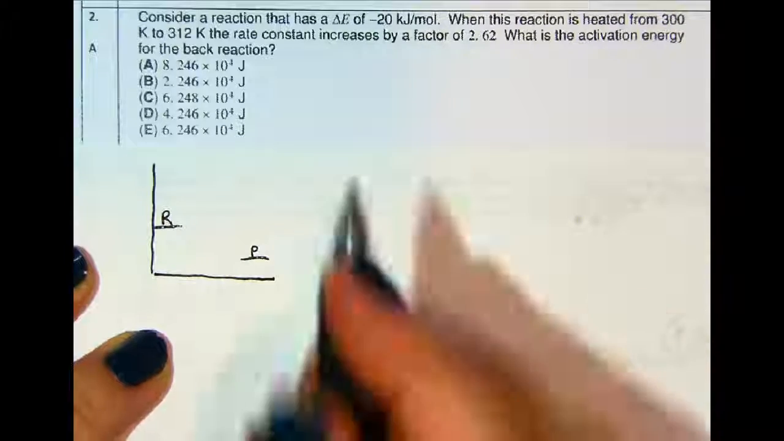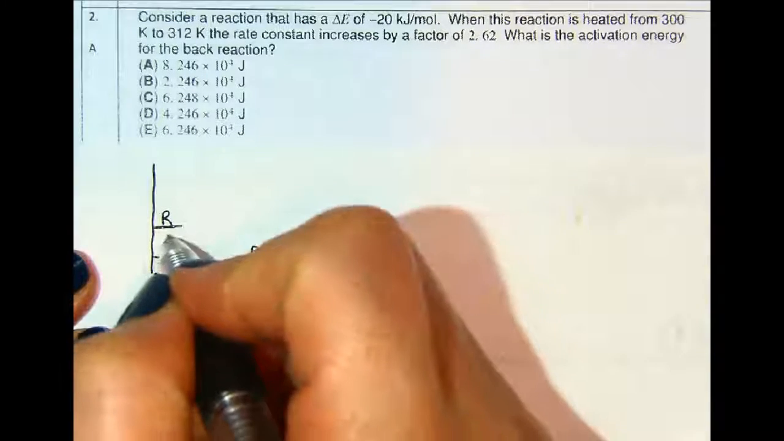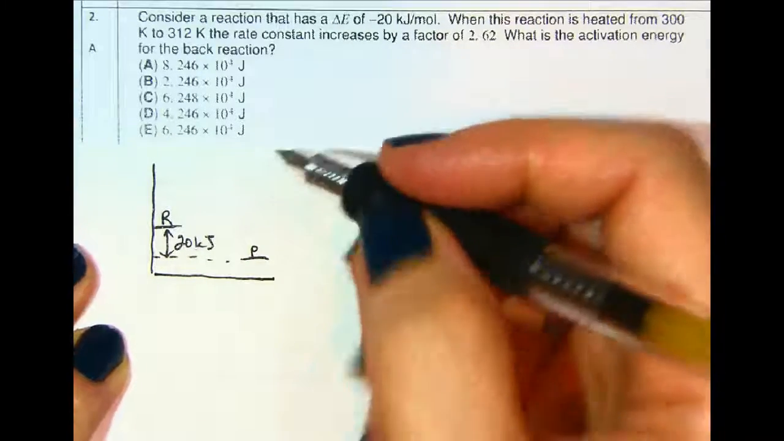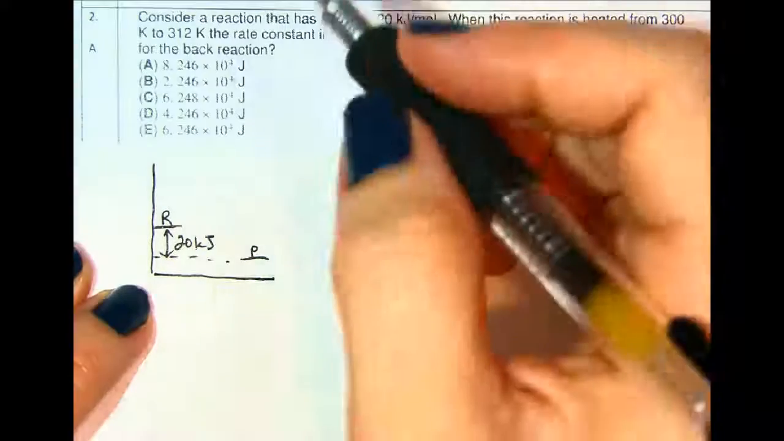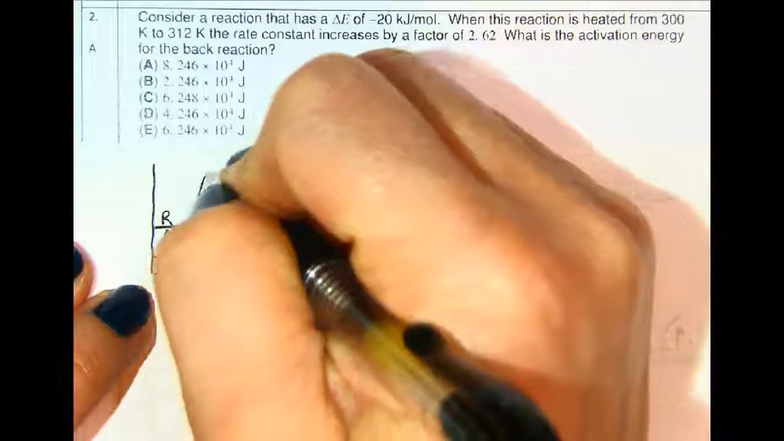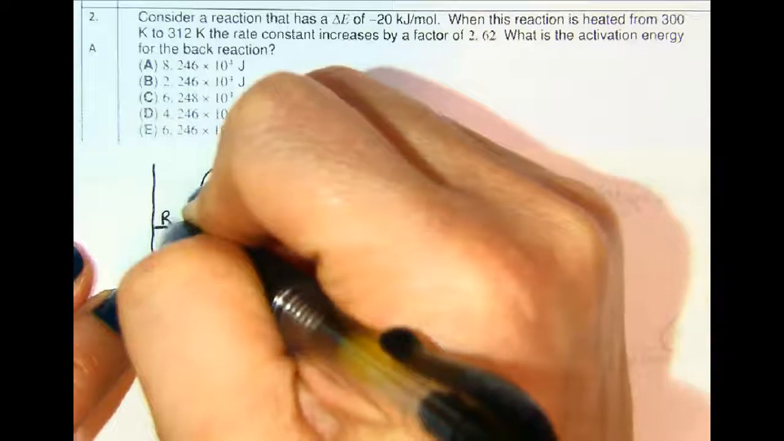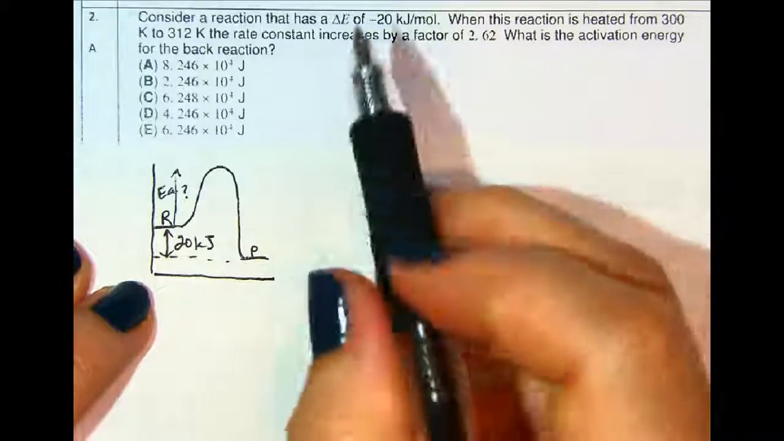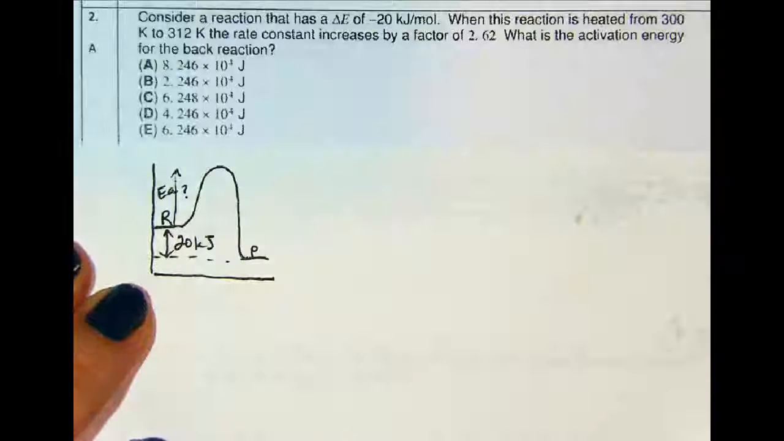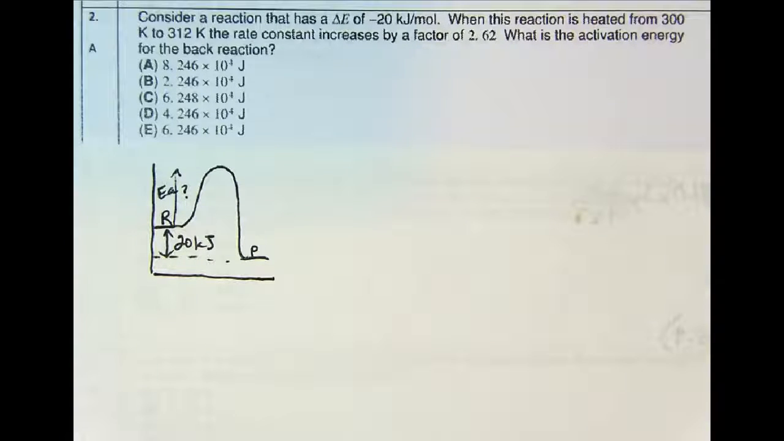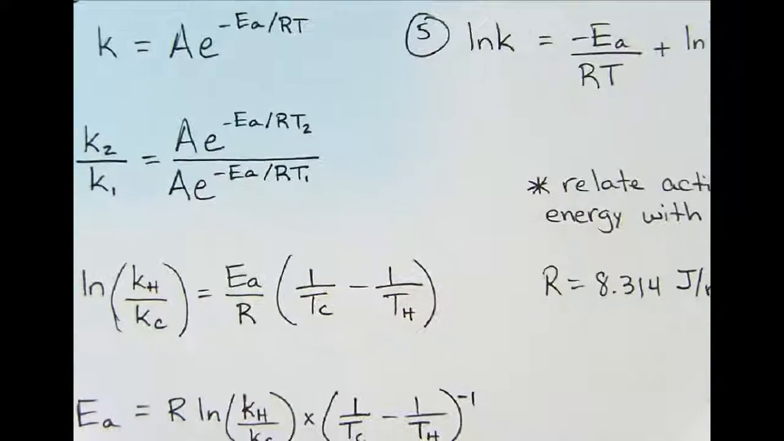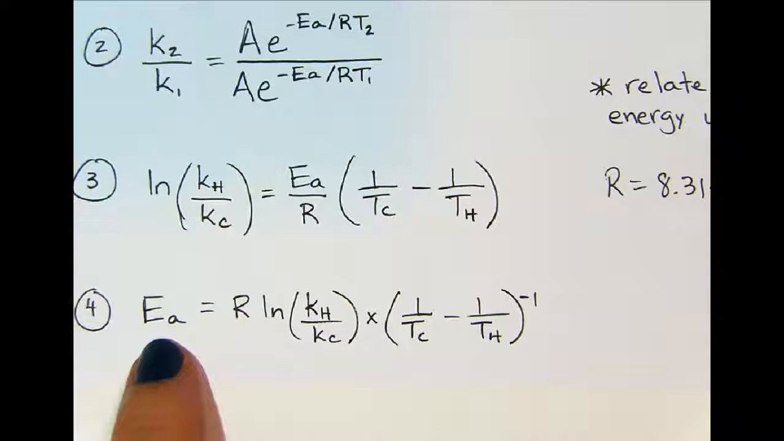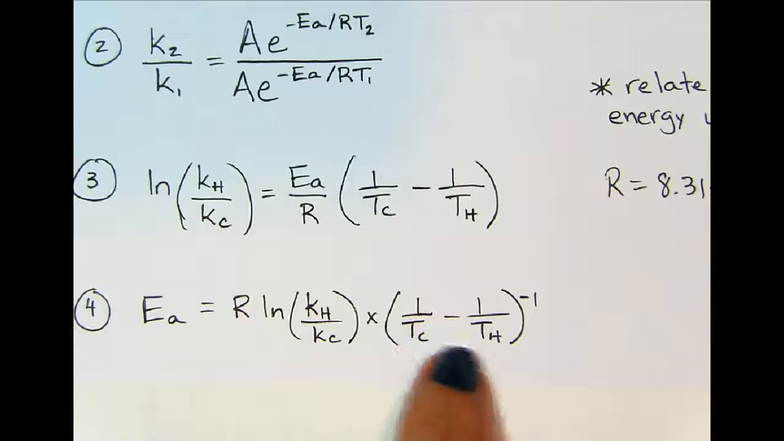These 2 points are separated by 20 kilojoules. And the question is, what is the activation energy of the back reaction? But first, what I need to know is, what is the activation energy of the forward reaction from this point to this point? So we need to find the activation energy. Given the information provided, we can use one of our equations that'll allow us to solve for activation energy given two different temperatures. I'm going to use this equation because it's already set to solve for activation energy given the ratio here and the two different temperatures.